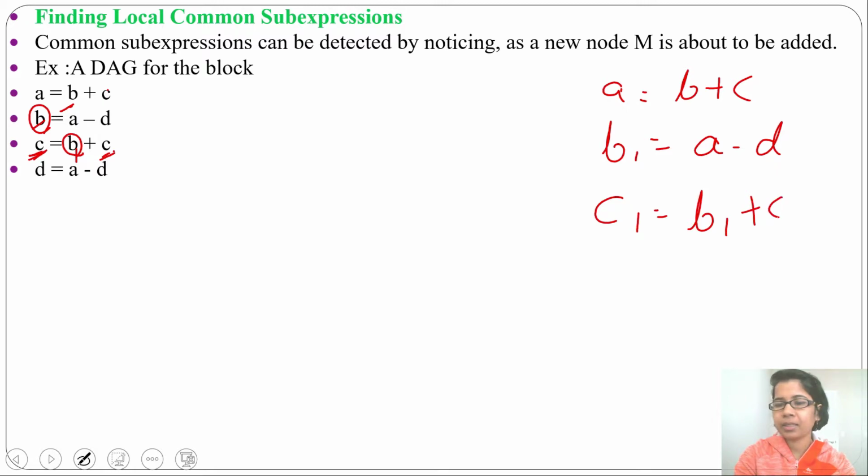Here you can write C0 also, I am not writing that. This D is different from this D, so you can write D1 equal to A minus D. Now this is the SSA form of this three address code. Let's construct the DAG. First we'll do the first statement, A equal to B plus C.